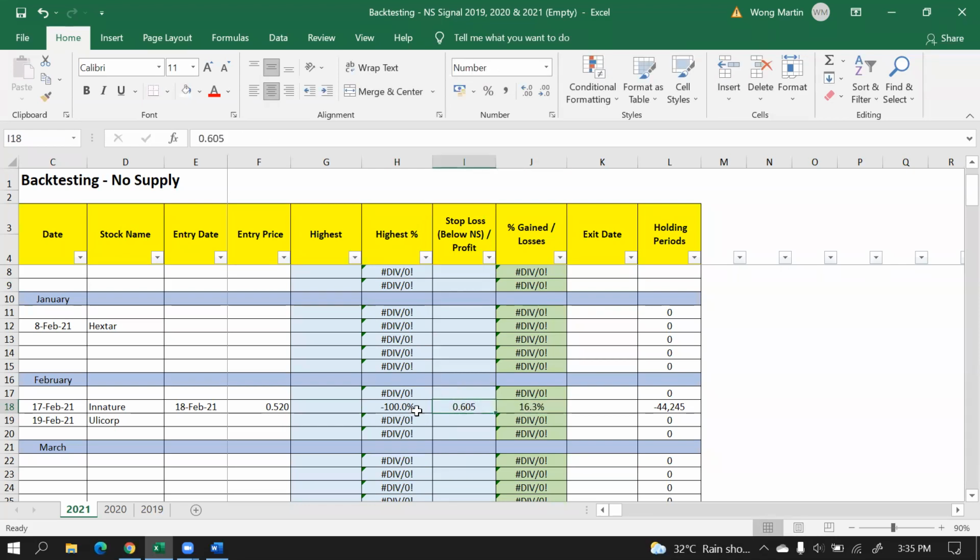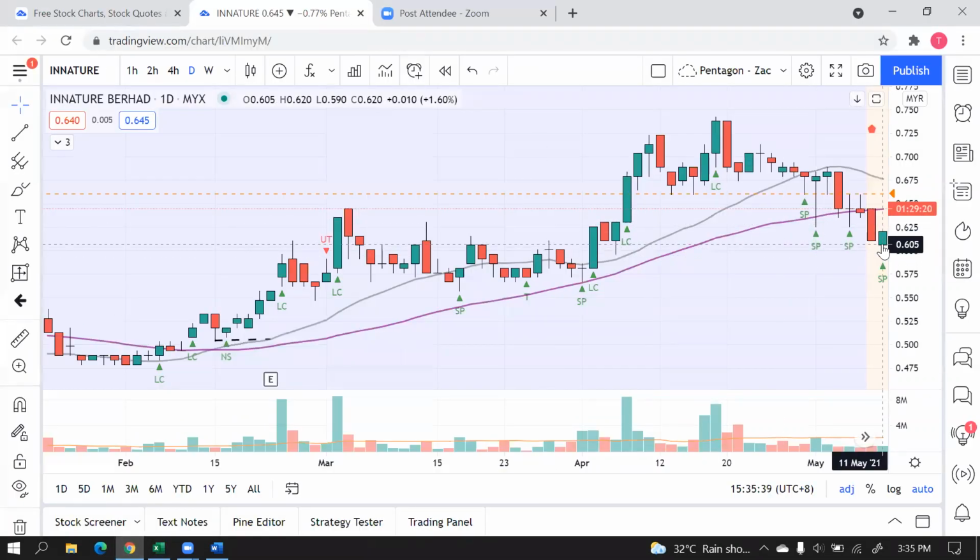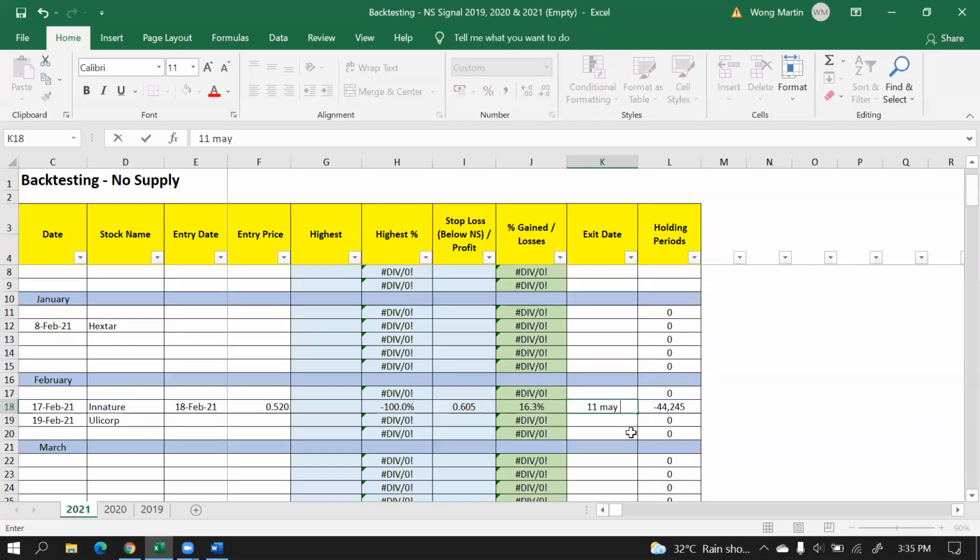So we get around 16%. When is our exit? Exit will be 11 May. So we ran this trade for 82 days, including the weekend, and we got 16% from this trade.